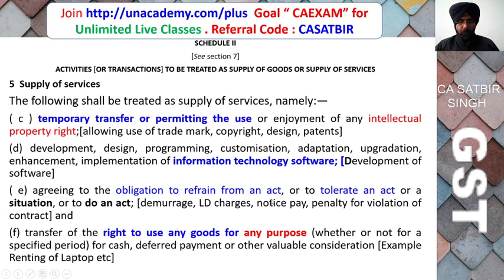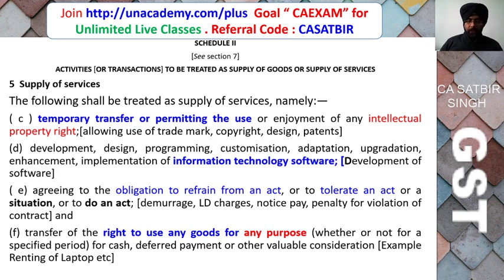This is very important because normally penalties are imposed on the contractor if he doesn't complete the contract on time. So it will be chargeable to GST because he is agreeing to the obligation to refrain from an act, or to tolerate an act or a situation, or to do an act. For example, demurrages, LD charges, notice pay, penalty for violation of the contract imposed on the contractor. So GST has to be paid on all these recoveries.